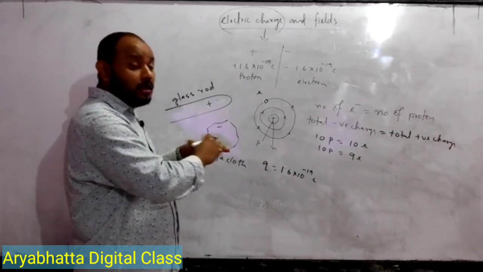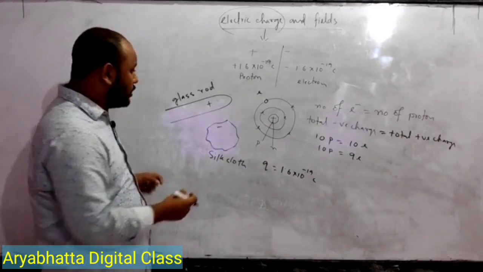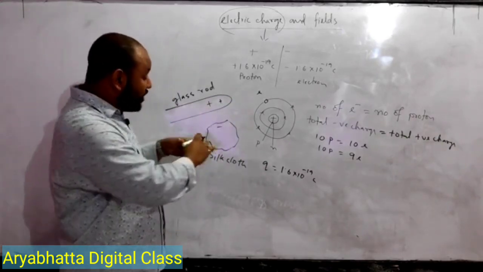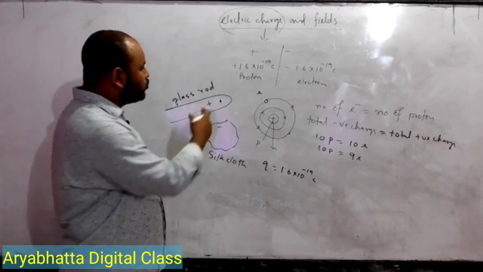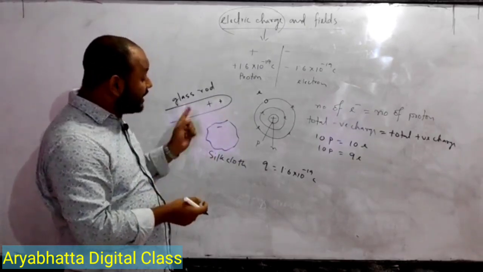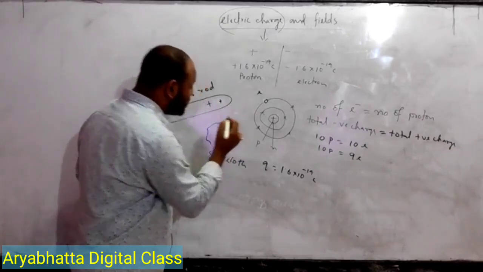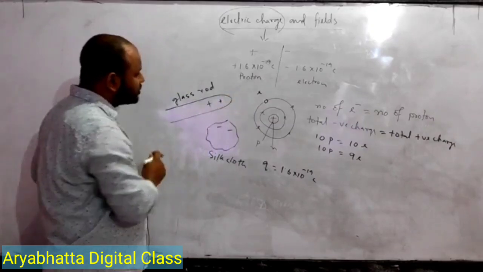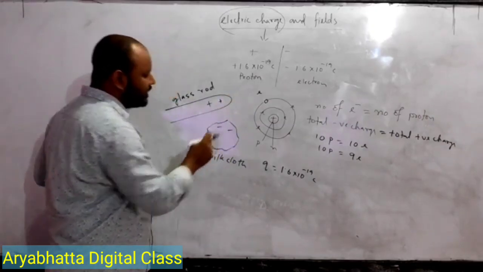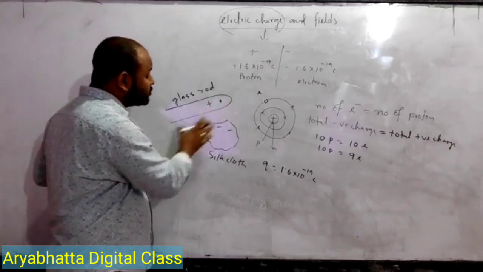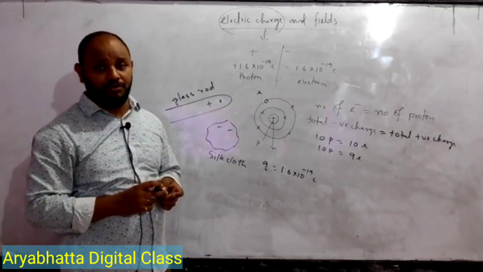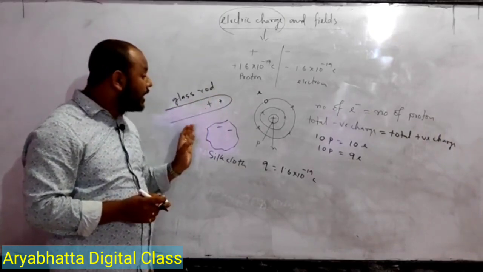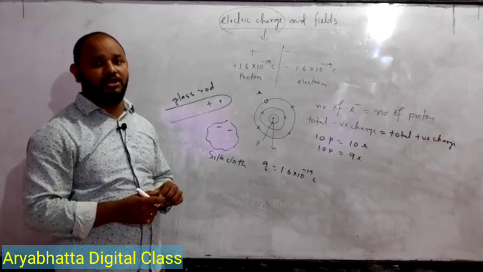If you rub this glass rod again, there may be a chance of ejecting another electron. Here you are again rubbing this glass rod, the 2 electrons are ejected from the glass rod, and those 2 electrons stick to the silk cloth. That is how this glass rod becomes positively charged and the silk cloth becomes negatively charged. So positively charged means what? It is the deficit of electrons. Positively charged means the deficit of electrons, and negatively charged means excess of electrons.